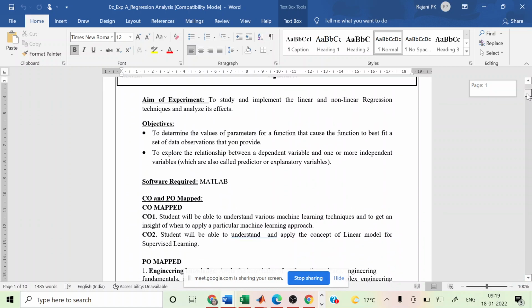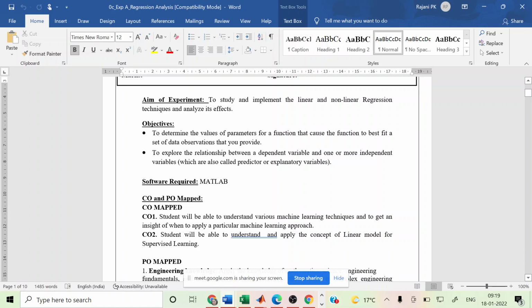Okay, the aim of the experiment is to study and implement the linear and non-linear regression techniques and analyze its effect. Okay, that's why the name regression analysis. The objective of this is to determine the values of parameters for a function that causes the function to best fit a data set of observations that you provide, and to explore the relationship between the dependent variable and one or more independent variables, which we also call predictor or explanatory variables.